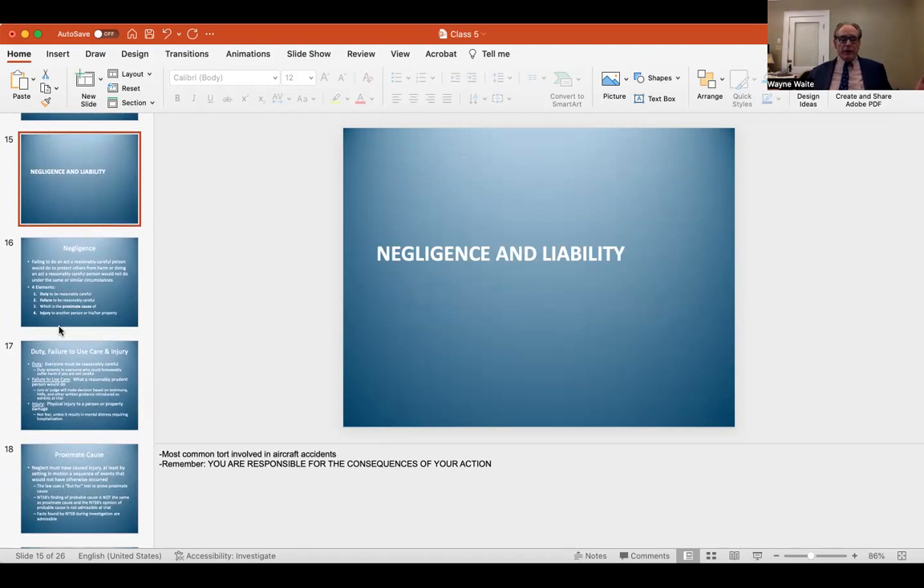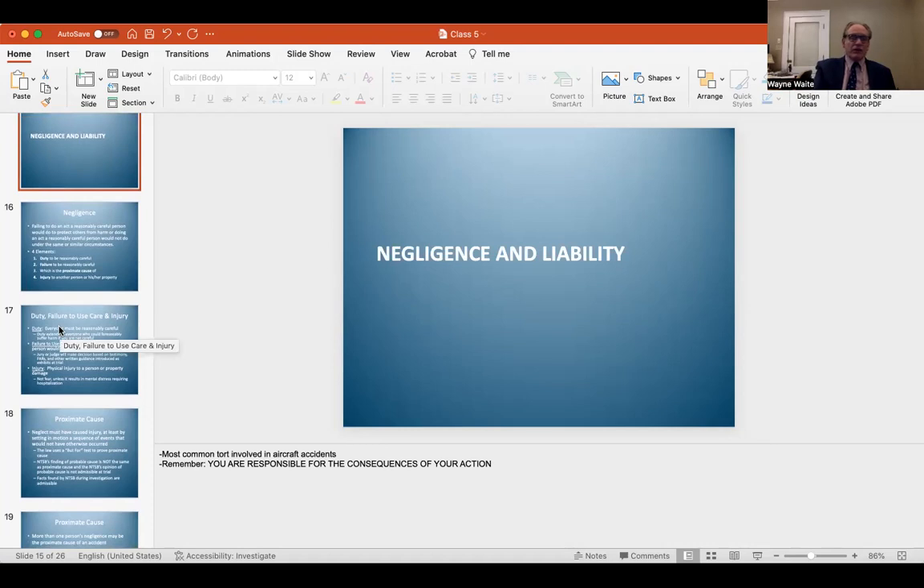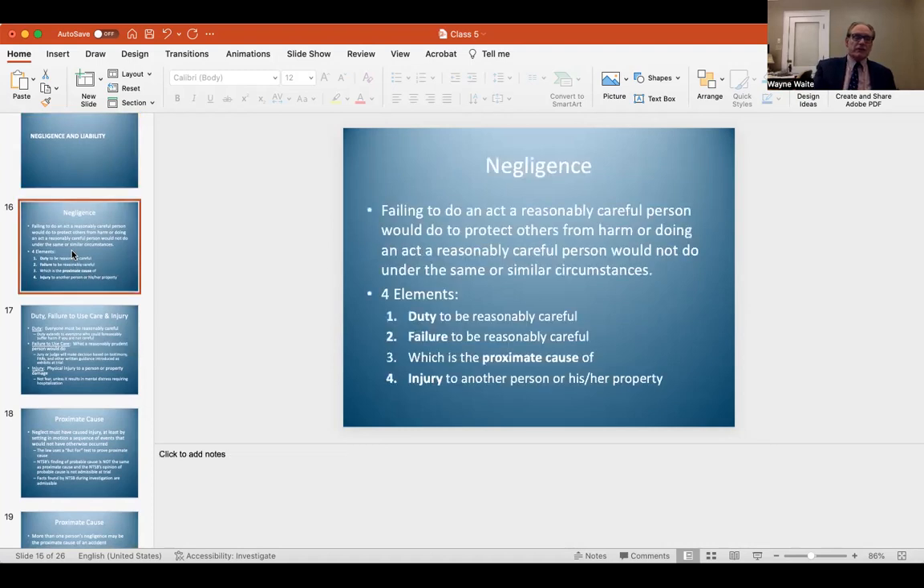Okay, so now we're into the big area of negligence and liability. This is the bread and butter of what I've done for almost 40 years, I guess. And the most common tort that's involved in aircraft accidents are torts for negligence. And the bottom line, you're responsible for the consequences of your actions. And I think that really is a common theme throughout all of our system of justice.